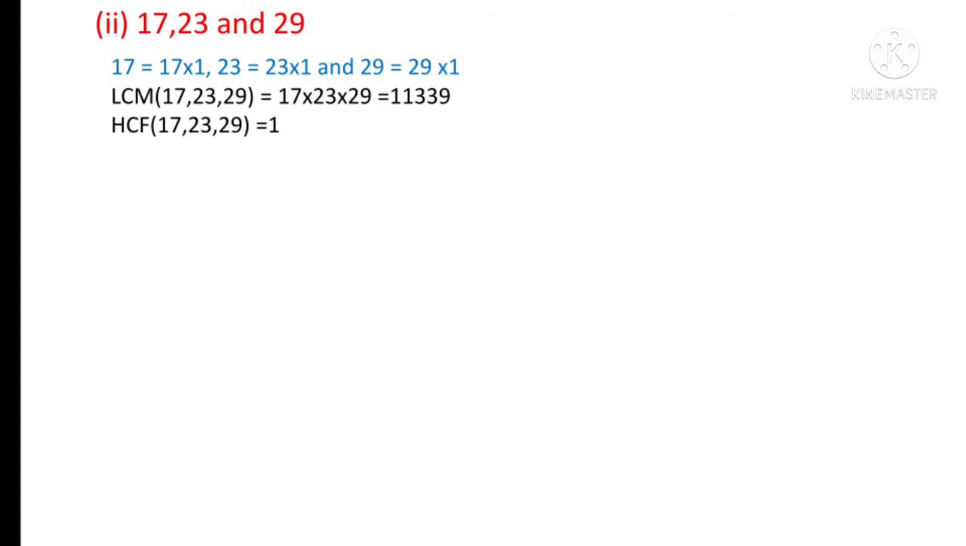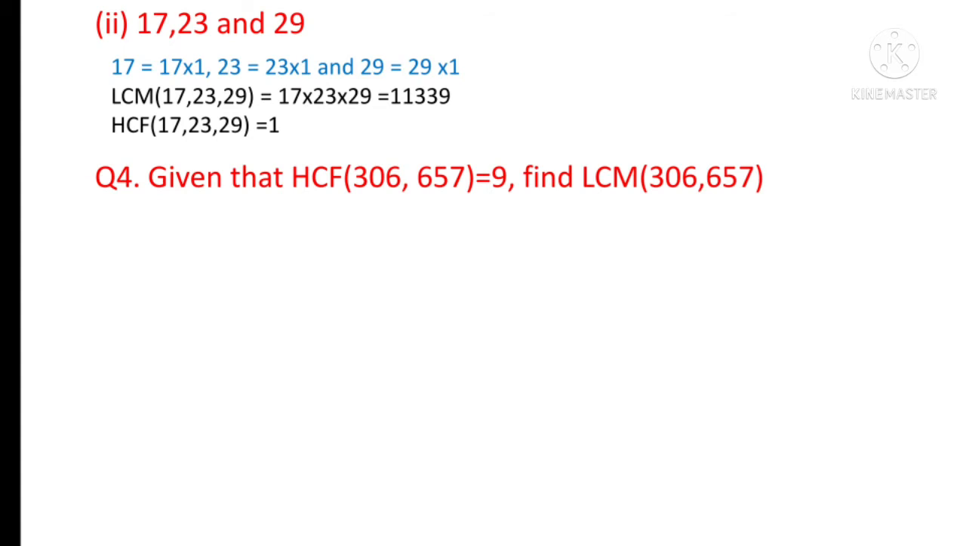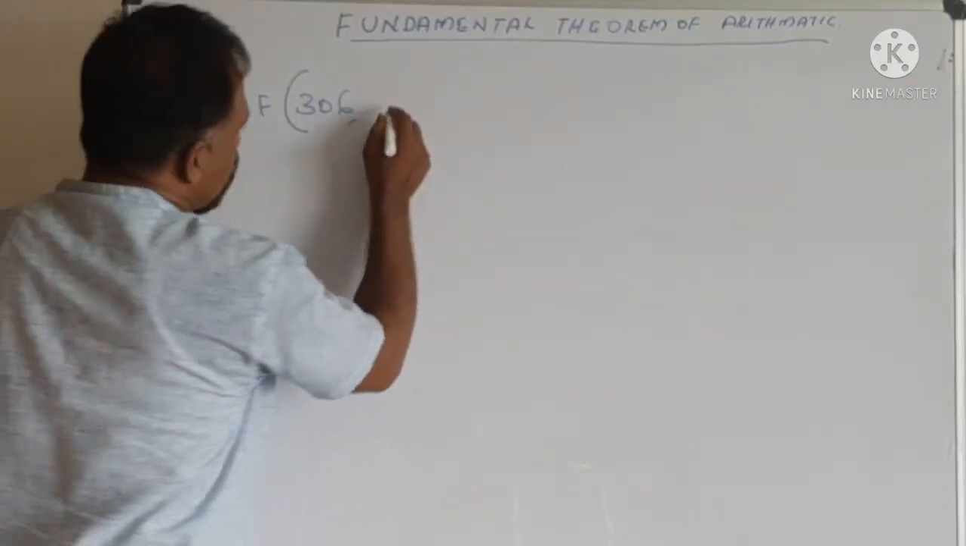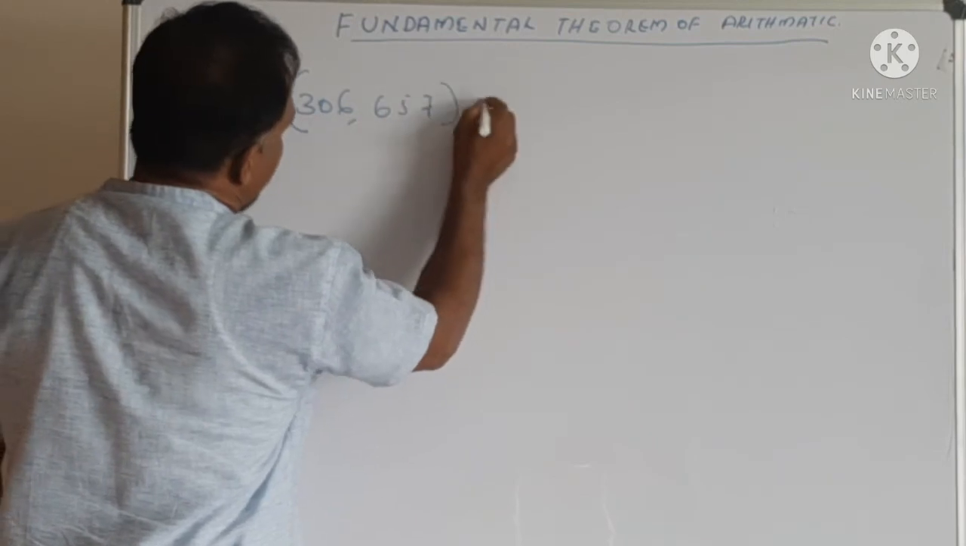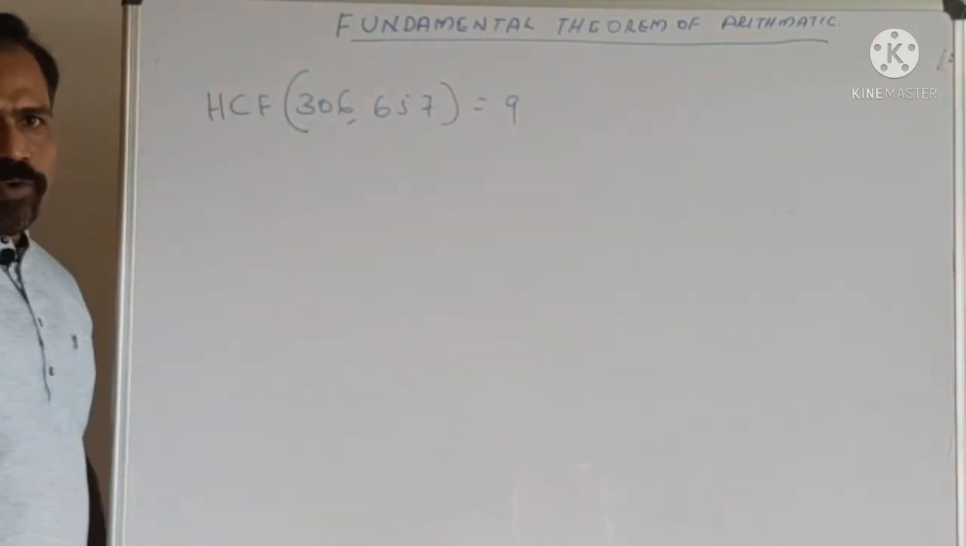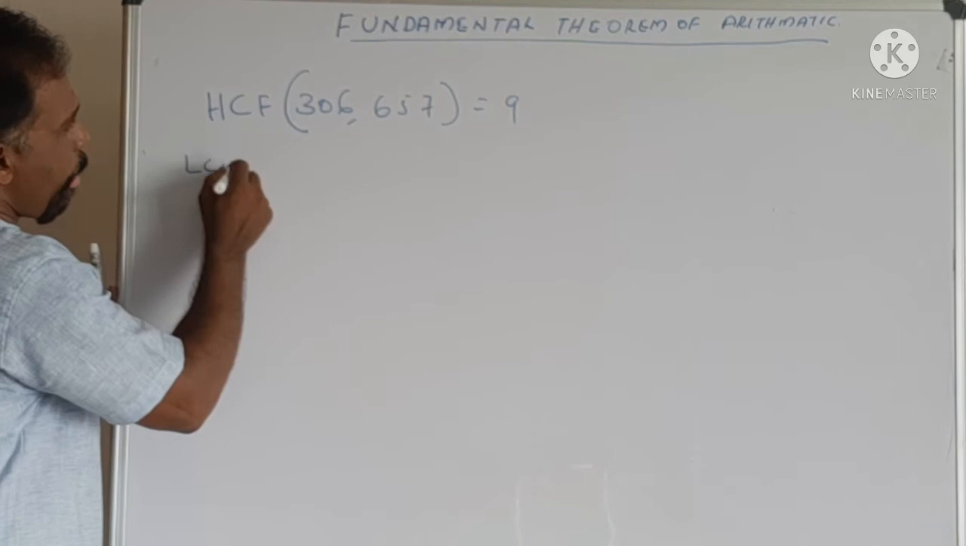Now, let us take the next question, that is question number 4. In question number 4, what is given to us is the SCF of two numbers. That is SCF of 306 and 657 is 9. We have to find out the LCM.